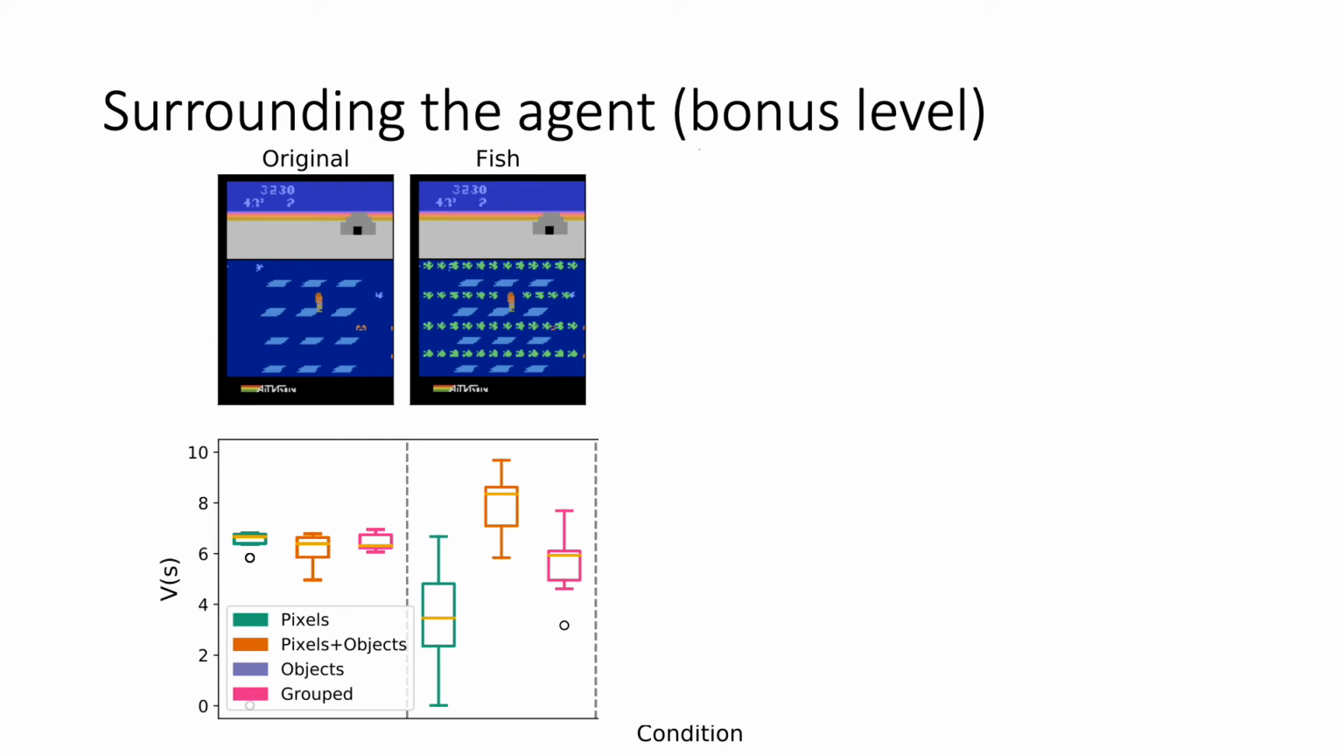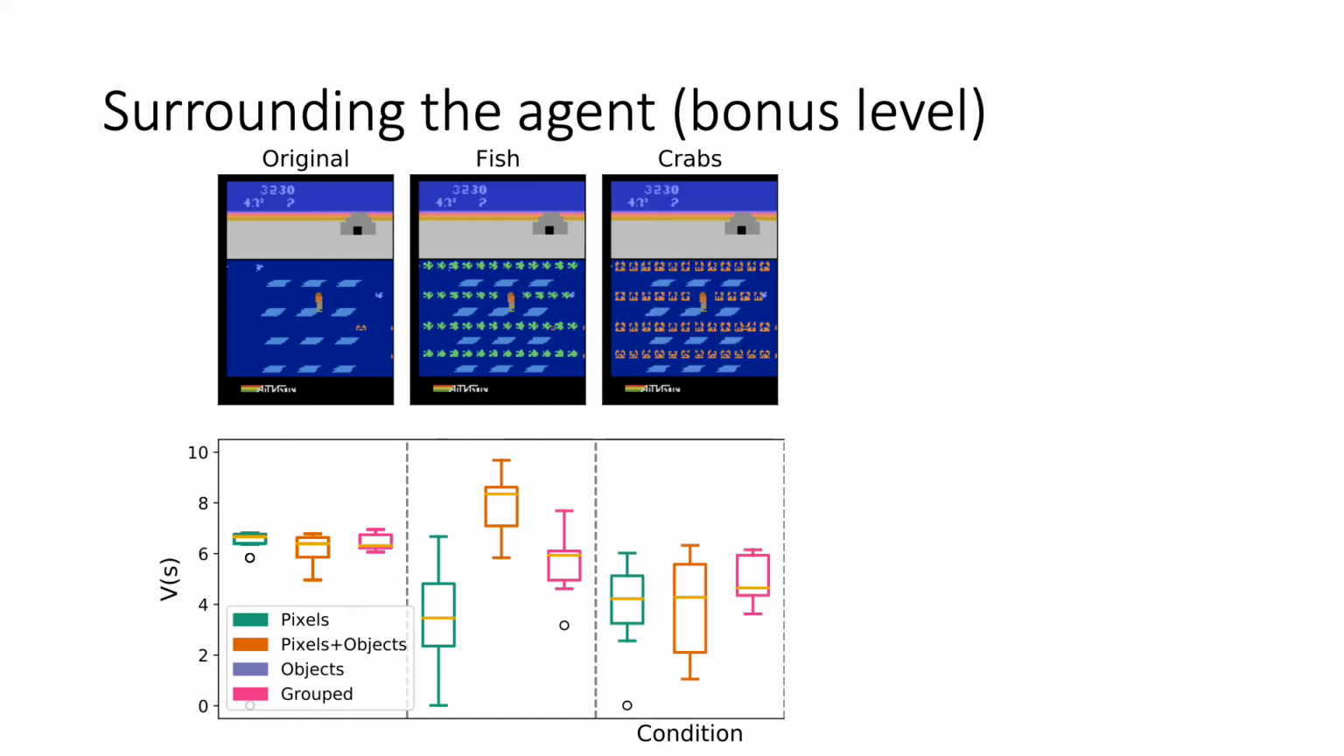If we surround the agent with fish, we see that the pixels and objects model, which sees each object mask separately, indeed increases its state value prediction, as we might expect, while the pixels only model drops it, and the grouped model remains at around the same level. If instead we surround the agent with crabs, which would kill the agent upon contact, we see that the pixels and objects model appropriately lowers its state value prediction, while the other two models don't seem particularly fussed about this change.